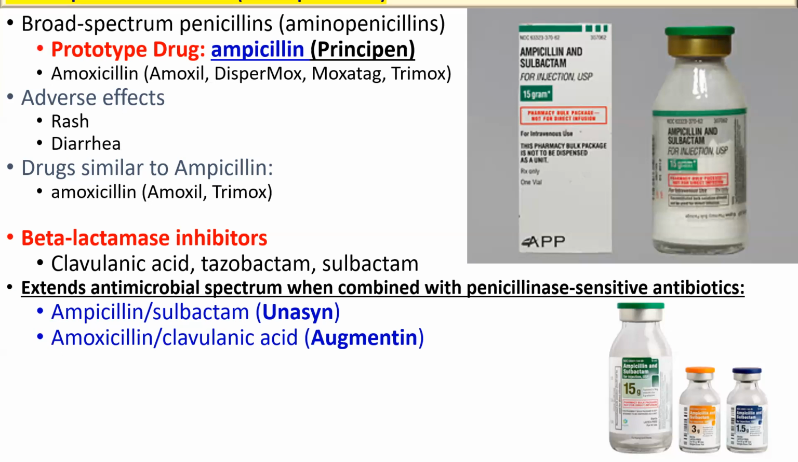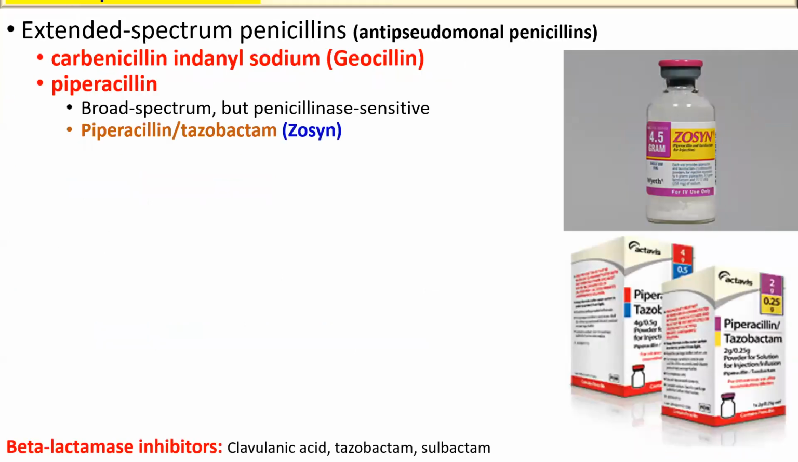For example, we have Unasyn, adding sulbactam to ampicillin, or Augmentin, adding clavulanic acid to amoxicillin, to protect the beta-lactam ring. So these are the beta-lactamase inhibitors, in other words, they protect the beta-lactam ring and inhibit the lactamase, which is the enzyme that will destroy the ring.